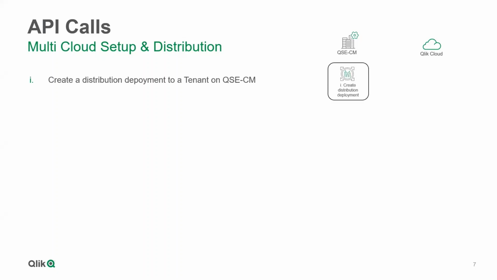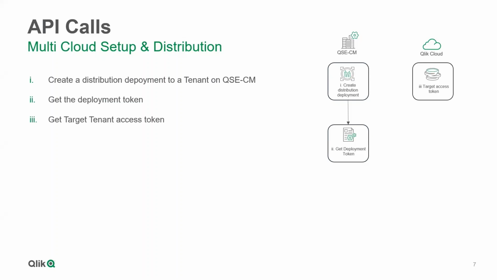First, you have to create a distribution deployment to a tenant on Qlik Sense Cloud Manage. Thanks to that, you will get the deployment token. On the Qlik Cloud side, you will use your OAuth credential to get the target access token. Once authenticated on the platform through API and with this token, you can create the multi-cloud IDP.